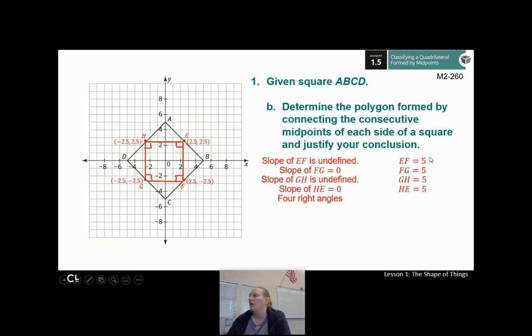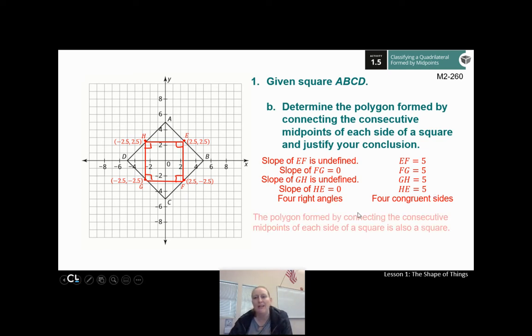So sure enough, all of the sides are 5. That means I have 4 congruent sides. Ooh, so magical. I've got 4 congruent sides and I've got 4 right angles. It's a square. So when I connected the midpoints, the polygon formed by connecting the consecutive midpoints of each side of a square is also a square.